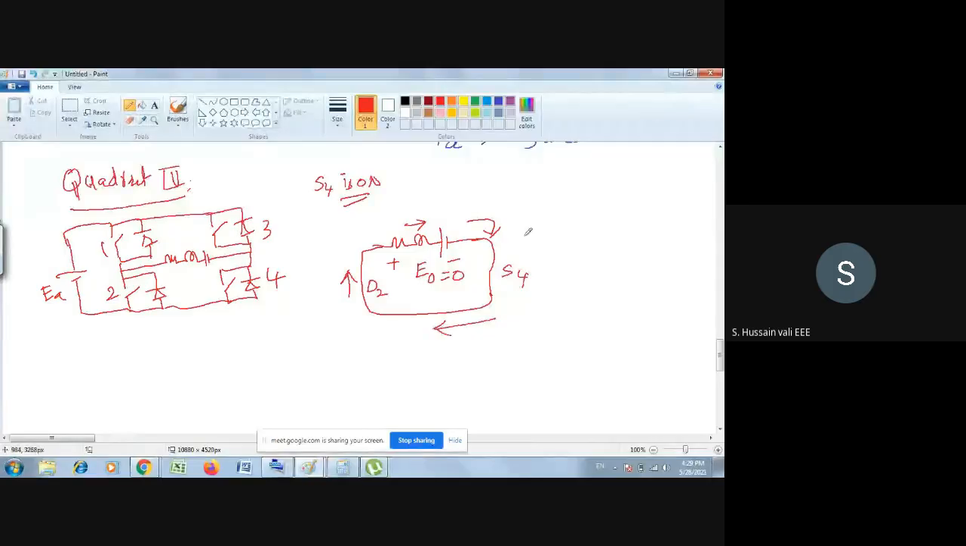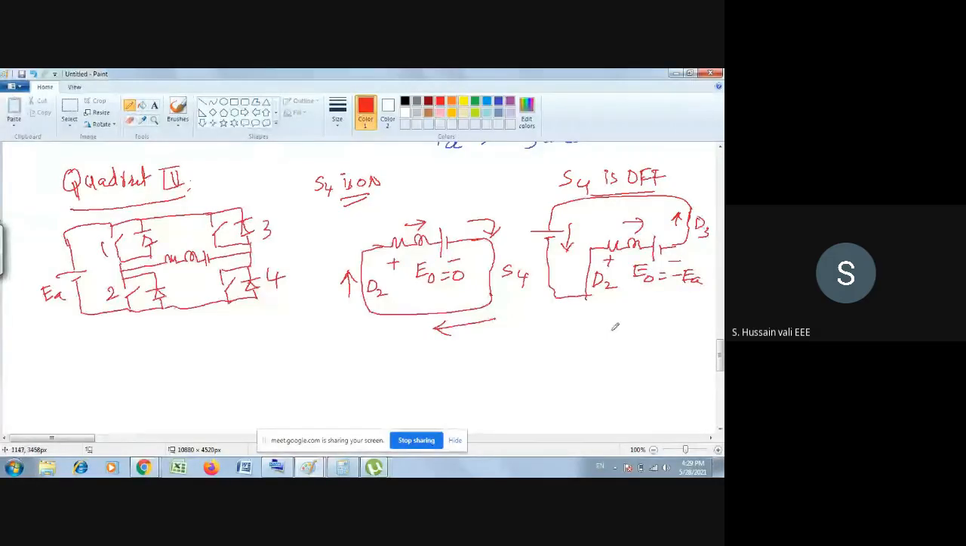Now you turn S4 off. If you turn off S4, then let me draw this picture as it is, in this direction only. If you turn off S4, what is the only option left now? It has to flow through D3. Then, with D2 already conducting, through D3 it will flow through EA in this direction. If it flows in this direction, then what is E naught, the output voltage? E naught is equal to minus EA.